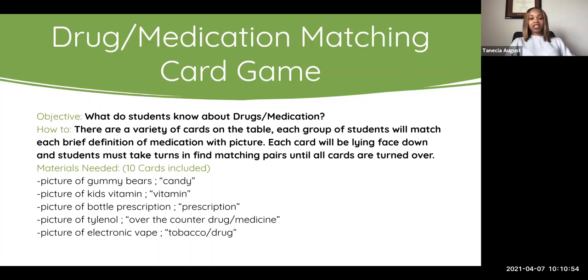So for the drug and medication matching card game, we're basically going to be covering what the students know about drugs and medication. And so there are a variety of cards that will be placed on the table, and the students are to lay them face down, and they'll have to match. There's going to be a brief definition on like 5 of the cards, and then the other 5 cards are going to be pictures of either gummy bears, kids' vitamins, a picture of a Tylenol, a picture of electronic vape. And so all of these cards are going to be turned face down, and the kids are going to be taking turns to flip them over to match the cards. And the way that it works is they'll just go around in a circle until all the cards are turned over and matched with the description in the picture.